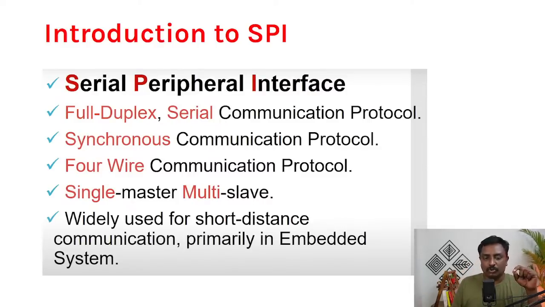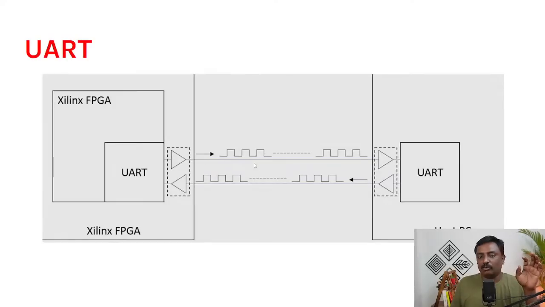Okay, so 4-wire communication protocol. One can be master, and you can have multiple slaves. There is no multi-master and multi-slave. Here only 2 devices can communicate. You cannot interface more than 2 devices to UART. That will lead to a bus contention issue.